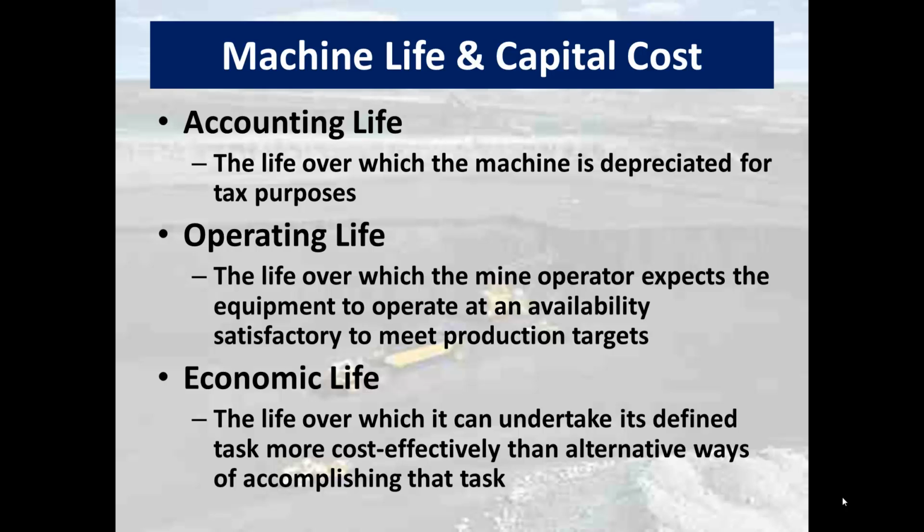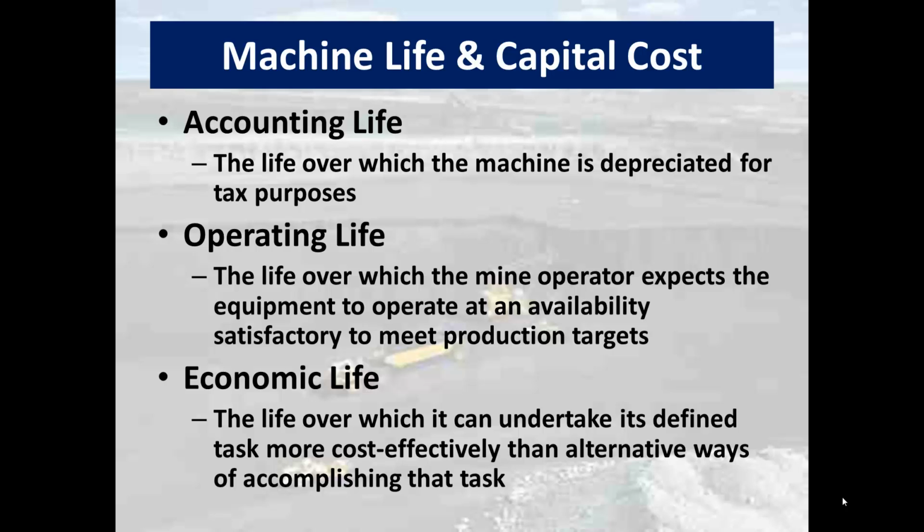Before the three methods are described, an important distinction must be made between the terms accounting life, operating life, and economic life. Accounting life is the life over which the machine is depreciated for tax purposes. It is the rule that the tax authorities permit a company to use in working out its taxes. The operating life is the life over which the mine operator expects the equipment to operate and at an availability satisfactory to meet production targets.